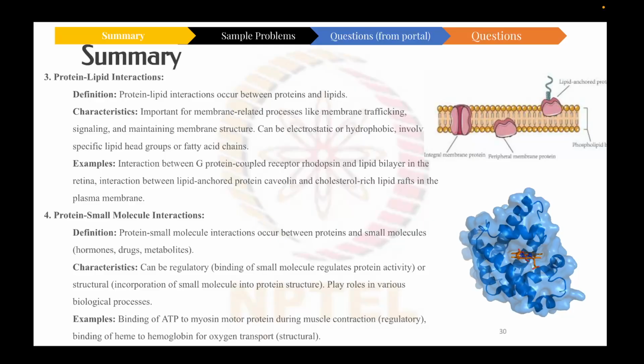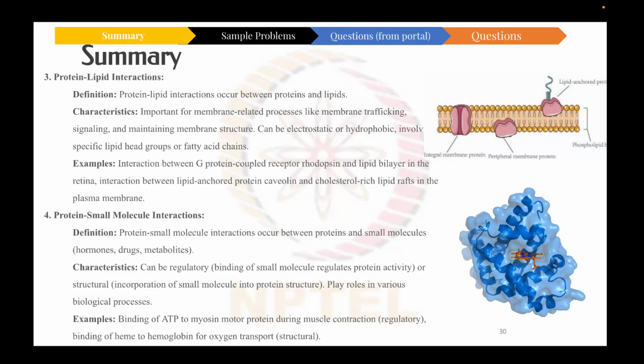Finally we have small molecule interactions. So we have regulatory interactions. In regulatory interactions, small molecules bind to a specific site on proteins, modulating their activity or function. These interactions can either activate or inhibit protein function depending on the nature of the small molecule and its binding site on the protein. Examples include enzyme activation by allosteric regulation or enzyme inhibition by drugs.